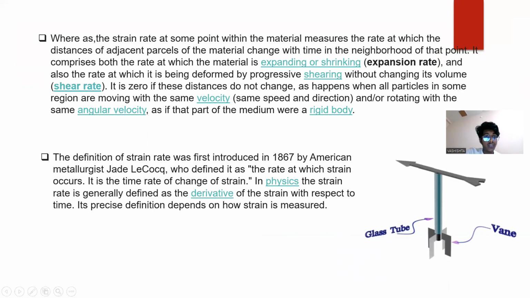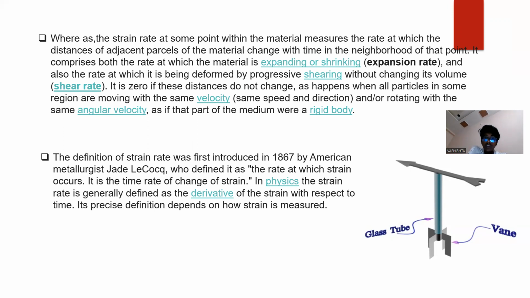The strain rate at some point within the material measures the rate at which the distances of adjacent parcels of material change with time in the neighborhood of that point. It comprises both the rate at which the material is expanding or shrinking, which is the expansion rate, and also the rate at which it is being deformed by progressive shearing without changing its volume. It is zero if these distances do not change, as happens when all particles in some region are moving with the same velocity, same speed and direction, and are rotating with the same angular velocity, as if that part of the medium were a rigid body.